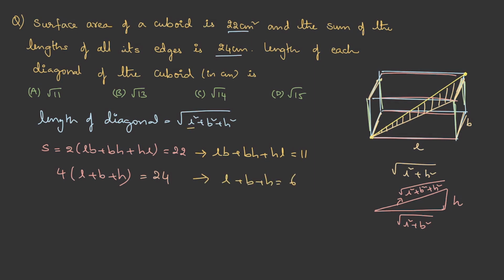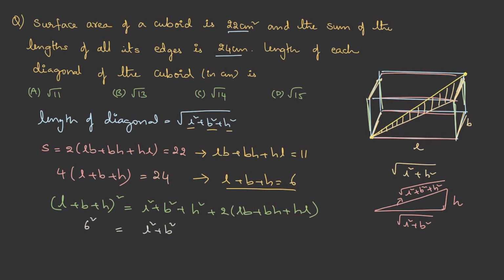Now in order to get to L square plus B square plus H square, let me square this. I can write (L plus B plus H) whole square is L square plus B square plus H square plus 2 times (LB plus BH plus HL). Now in this I can substitute the values. This is 6 square equals L square plus B square plus H square plus 22. So from this I can write L square plus B square plus H square is 14. So this quantity is under root of 14. That is the answer. So option C.